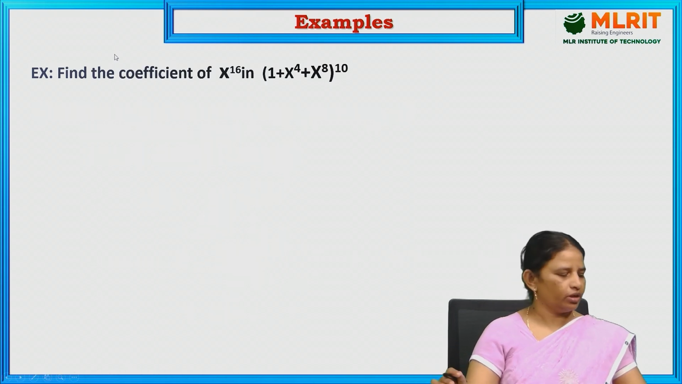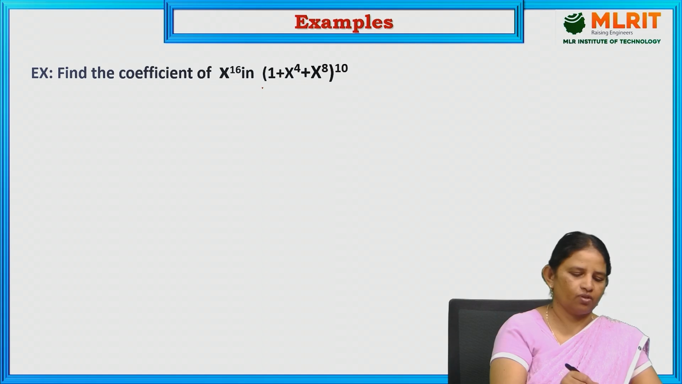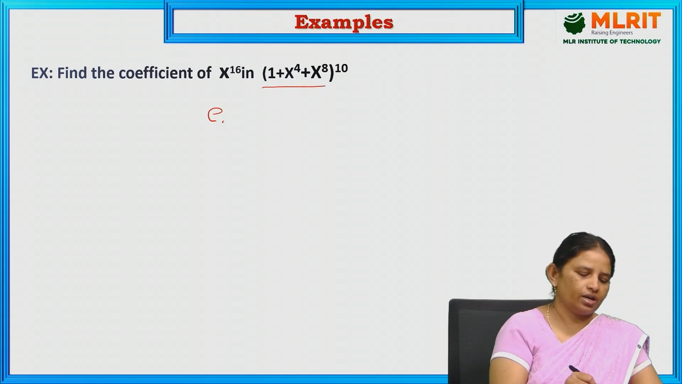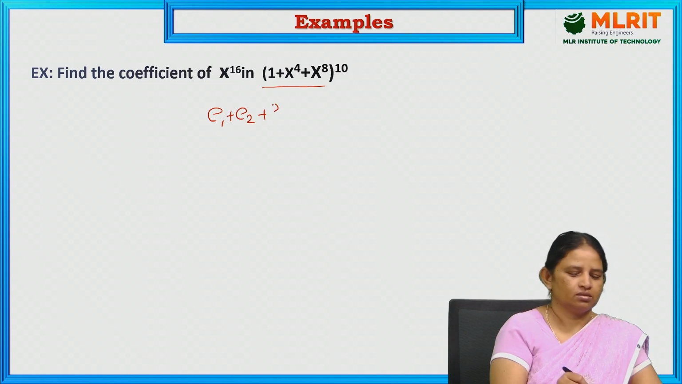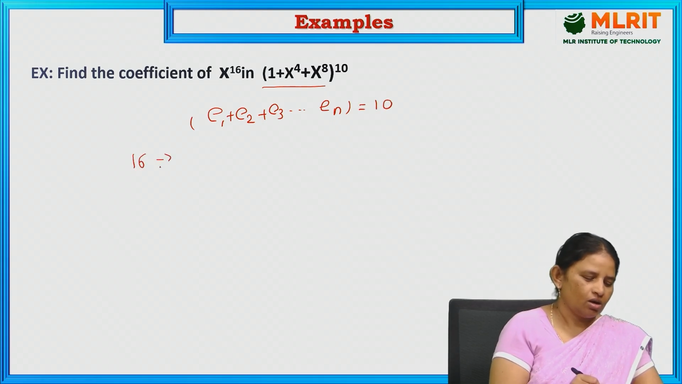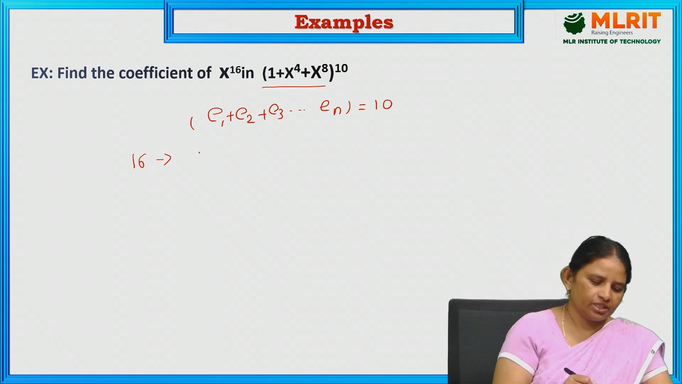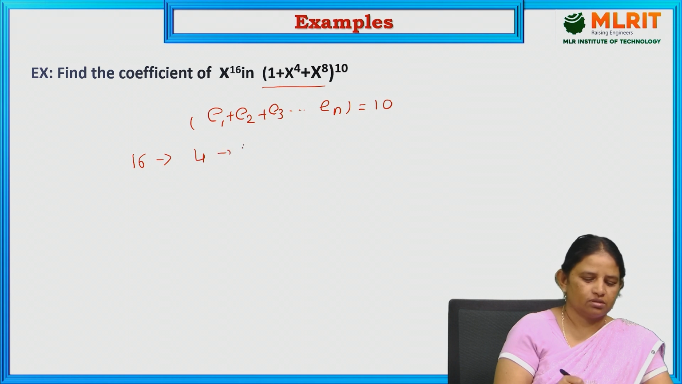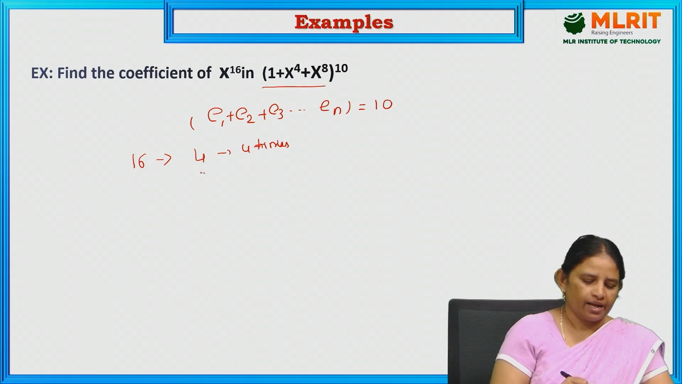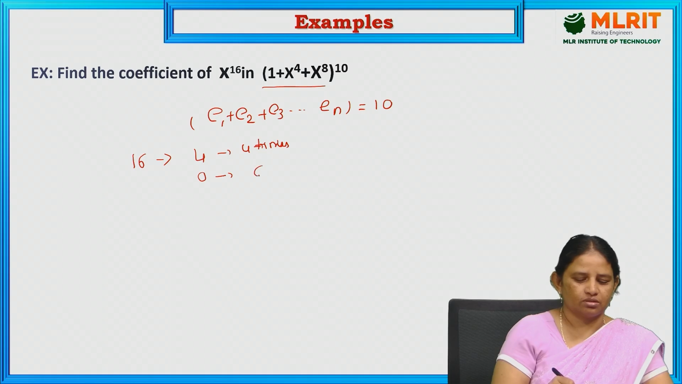Next. Find the coefficient of x to the power of 16 in (1 + x^2 + x^4 + x^8)^10. That means E1 plus E2 plus E3 and so on up to En is equal to 10. Then to get 16, there are 3 choices. One is using 4 four times. If it is 4 times, the remaining are 0, 6 times.